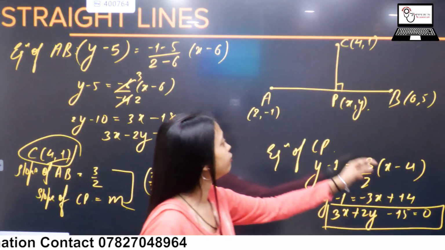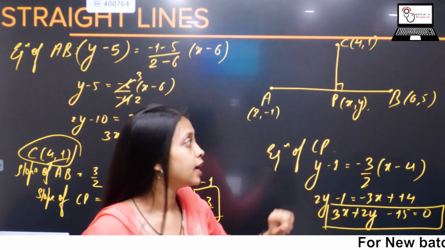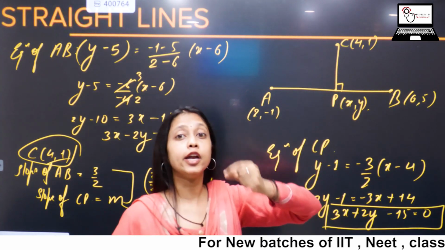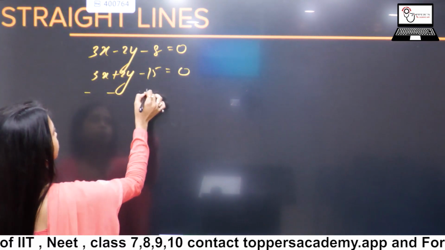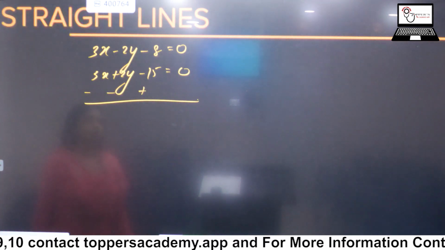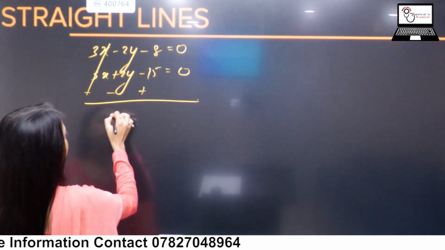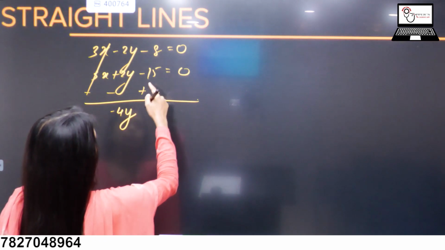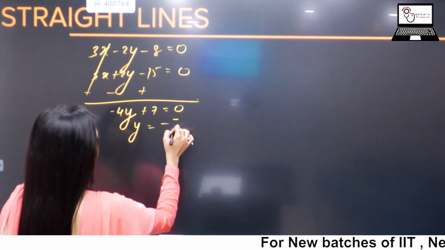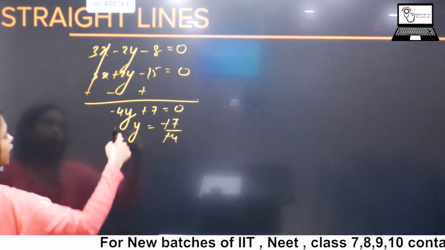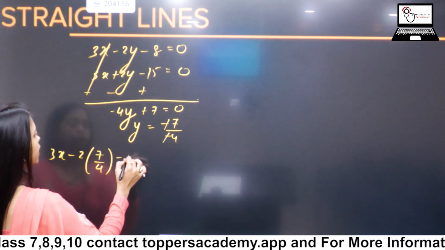You want to find this P point. You have both of the equations, so you just need to solve them together to find the point of intersection. Subtracting, it becomes minus 4y plus 7 equals 0, y is equal to 7 by 4. Substitute: 3x minus 2 times 7 by 4 minus 8 equals 0.